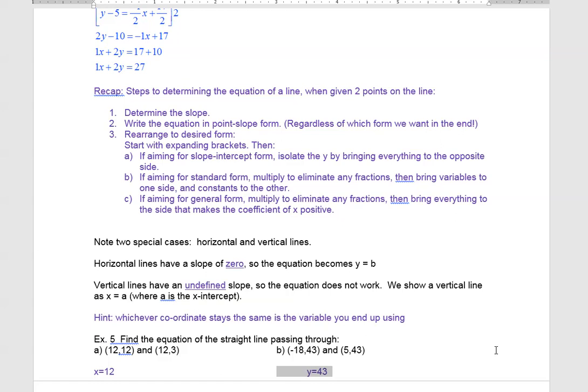Now sometimes people get these two confused because they're like, horizontal, why is it y? Because the horizontal axis is x. But remember, the line is not the axis. So when we say y equals 43, we're saying y is 43 and with any x. So you plot a few values with y equals 43 and any other x, you're going to end up with a horizontal line.